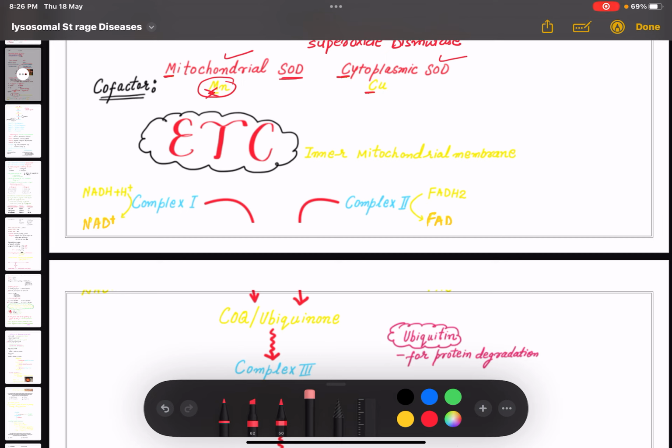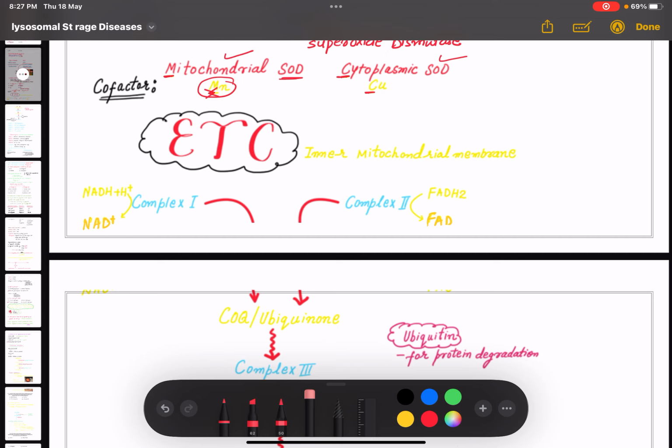Here I am going to start with the electron transport chain. Electron transport chain is a very important topic for FMG students. I am requesting every FMG student, don't miss this topic and don't go to the exam without learning this topic.